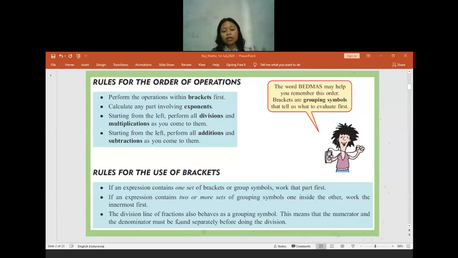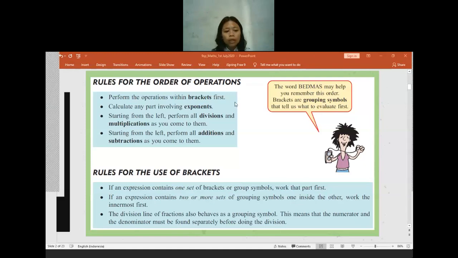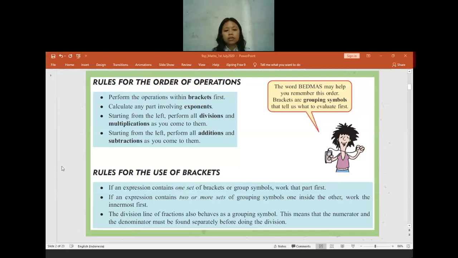Teacher, what are exponents, teacher? Exponent in here can be indices or root. Indices is power. So exponent here can be power and also root. Later you will meet the word exponent more often than indices. So exponent here means indices and also roots. They are at the same level. So whatever comes first, you do first. Indices and roots are both part of exponent.